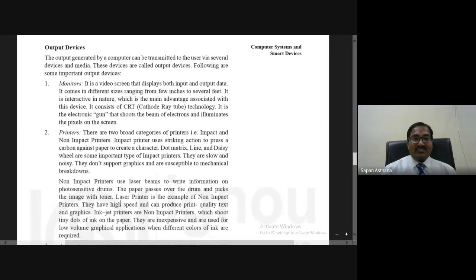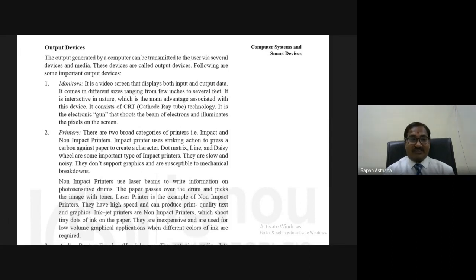The output generated by the computer can be transmitted to the user via the several devices and media. These devices are called the output devices. Following are the important ones. Monitor: suppose I want to teach you Information System for Managers through the e-content from eGyan. So I'm moving my PDF. All of you see, this is the output.